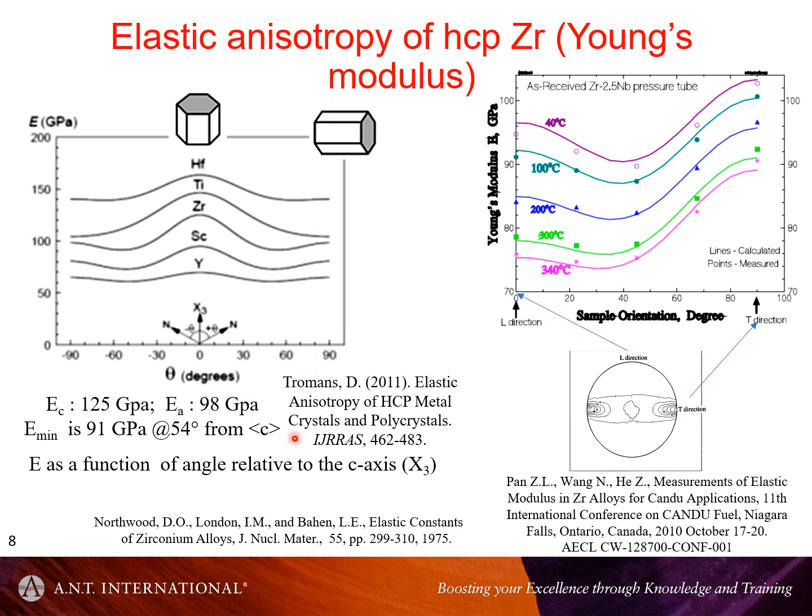And for that reason, when you have a very pronounced texture, as we do here in a pressure tube material, for instance, what that means is that if we're to look at the elastic modulus in a direction parallel with the transverse direction, we have a high elastic modulus of the polycrystal and a low elastic modulus of the polycrystal in directions closer to the radial direction.